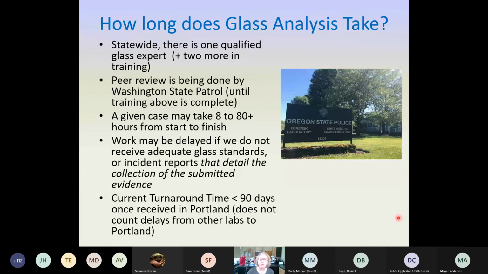So if we get no report, or a report that tells lots of details about what the neighbor said and what the other person saw, but doesn't really mention the glass, then that slows us down because we have to reach out to you for more info. But a given glass case is really variable. It can take anywhere between 8 and 80 hours for us to work it.